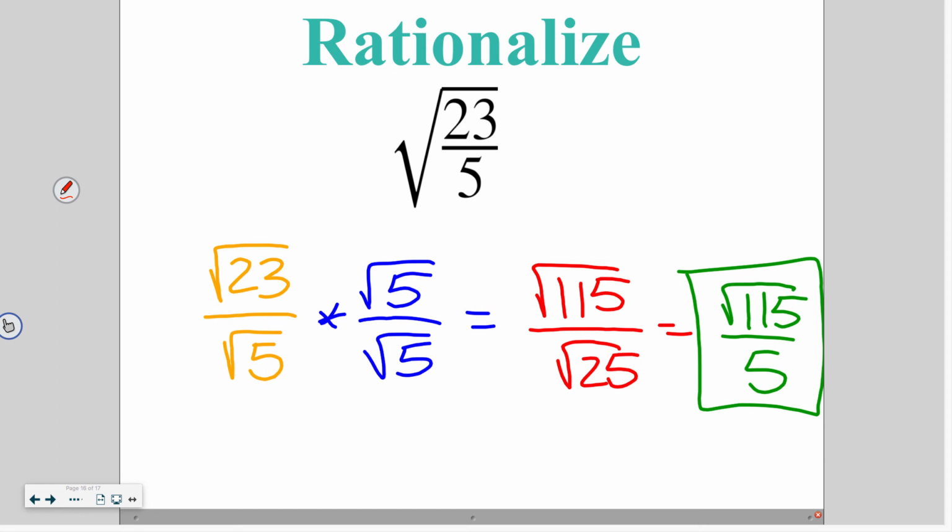So we have 23 and 5, multiplying top and bottom by the square root of 5, gives you 115 and 25. We can solve the square root of 25 and get the square root of 115 over 5.